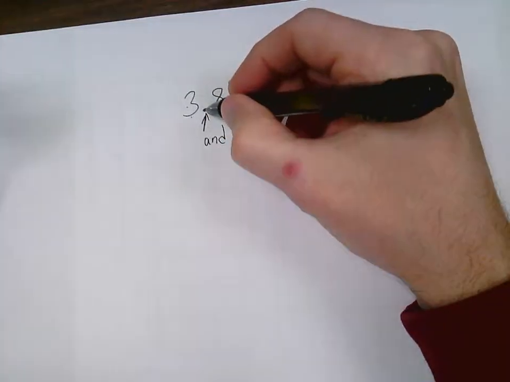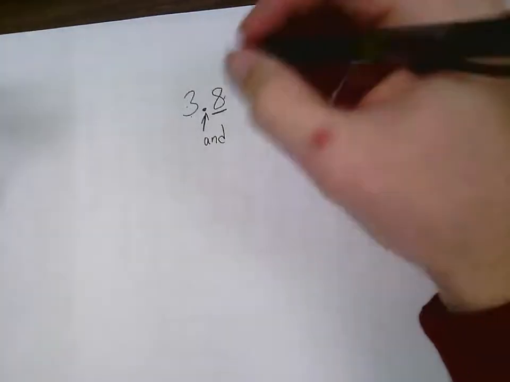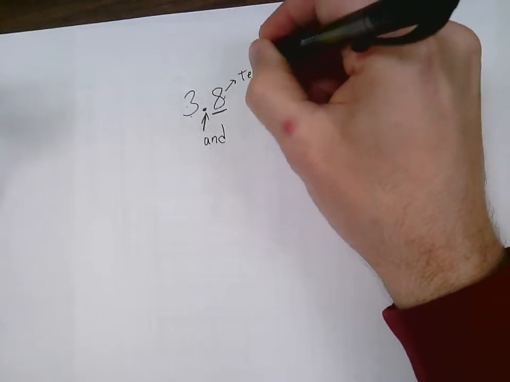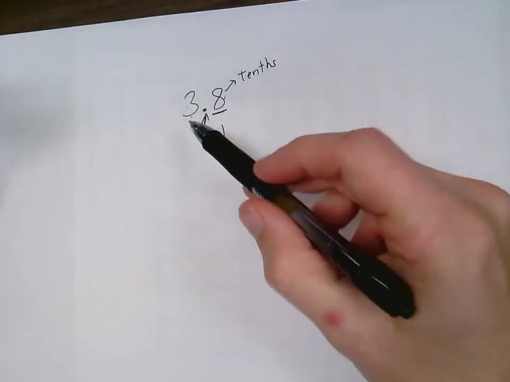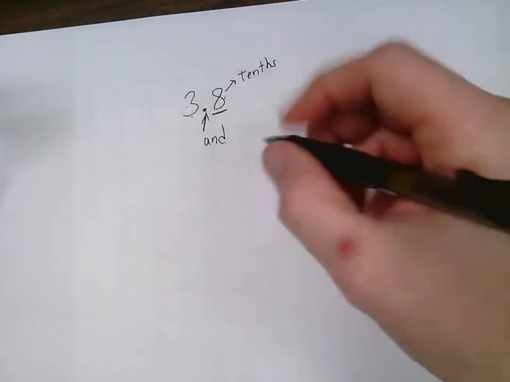So it's 3 and 8. That's the first name of this last part. And then since this is in the tenths place, it's 8/10. So this is 3 and 8/10. I'm just going to give about 4 or 5 more examples.